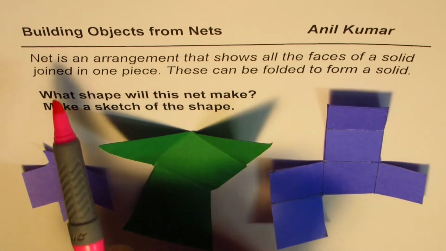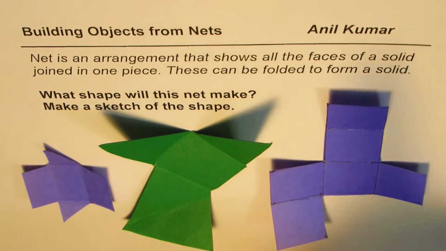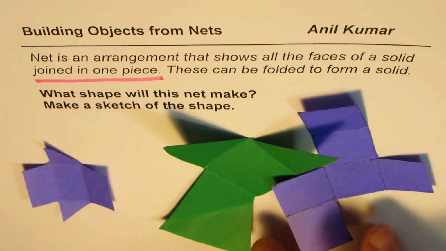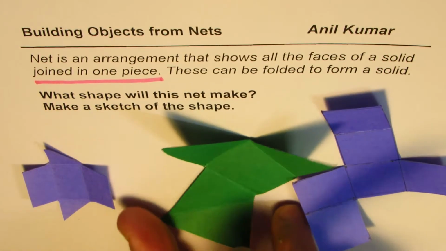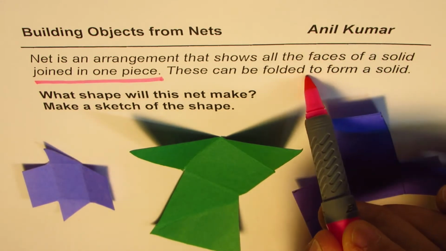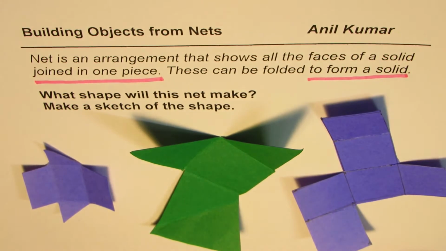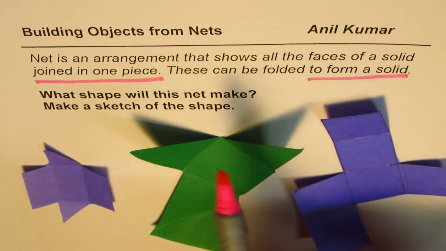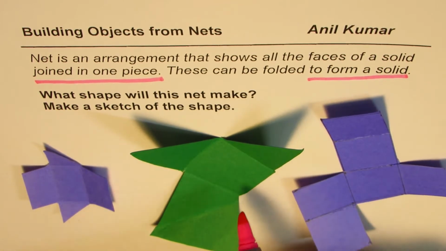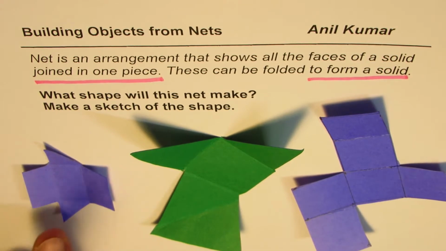First one says, a net is an arrangement that shows all the faces of a solid joined in one piece. Joined in one piece, okay? And then these can be folded to form a solid. So you should be in a position to form a solid when you fold them. If you cannot form a solid, it is not a net. If these pieces are kept separately, it is not a net. Perfect? So that is what we understand by net.